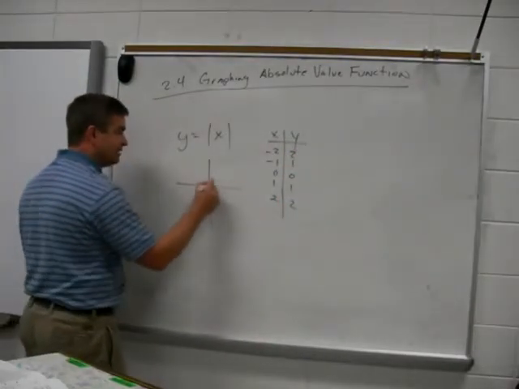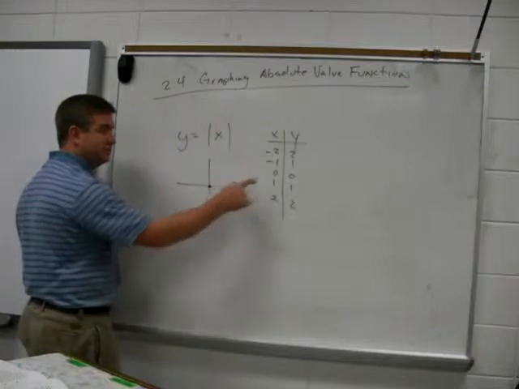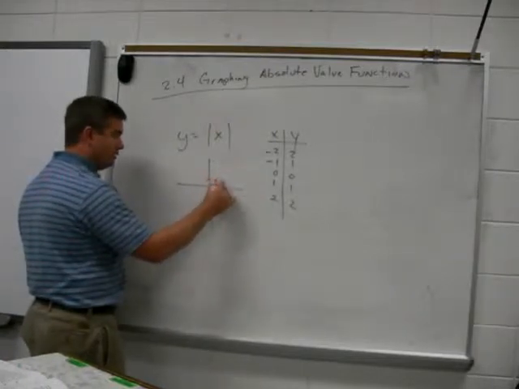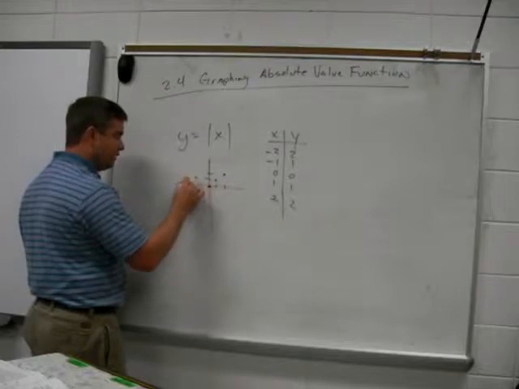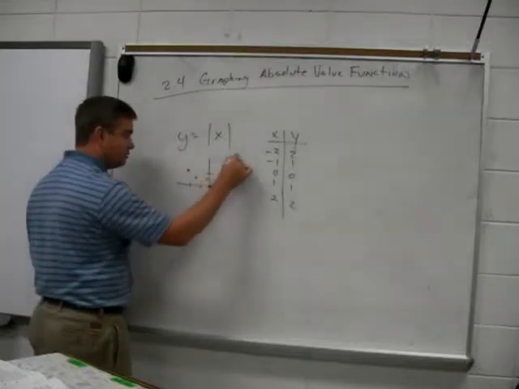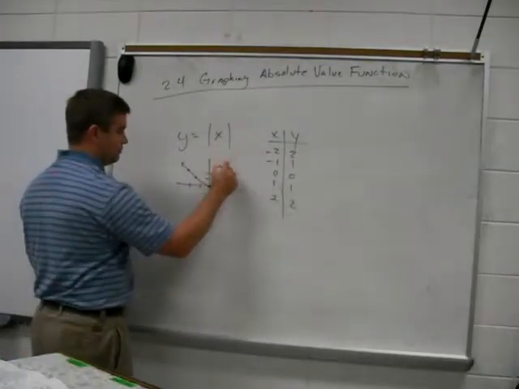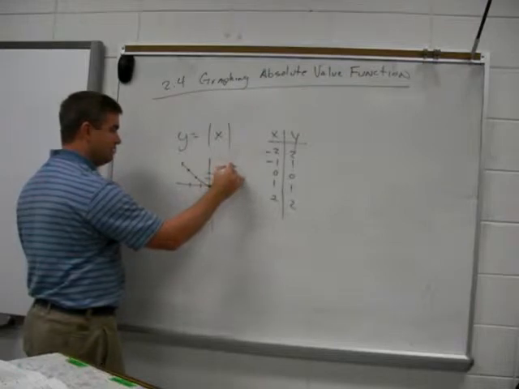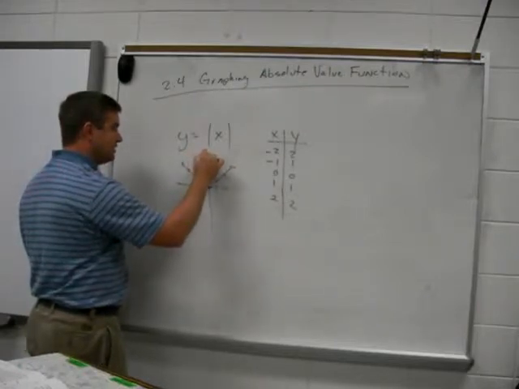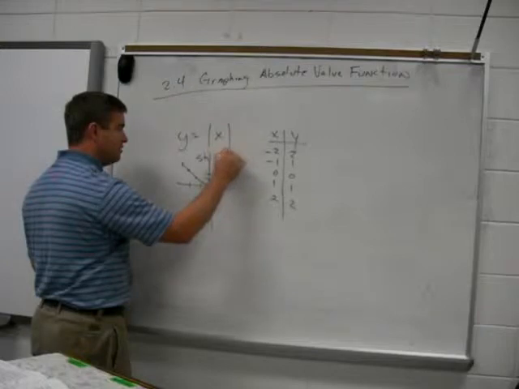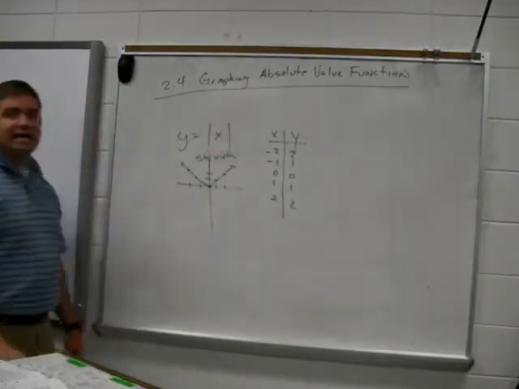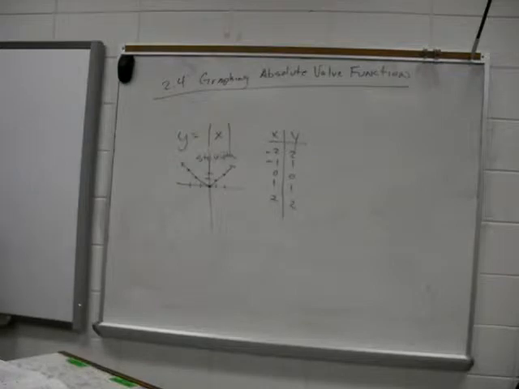So if I graph this, here's the vertex at 0, 0, right there. And then at 1, 1, 2, 2, -1, 1, and -2, 2, here's the graph of y equals absolute value of x. Looks like a V. We call this standard width. This is kind of the graph from which every other absolute value originates. This is the standard width graph.